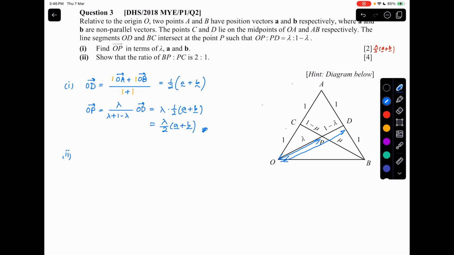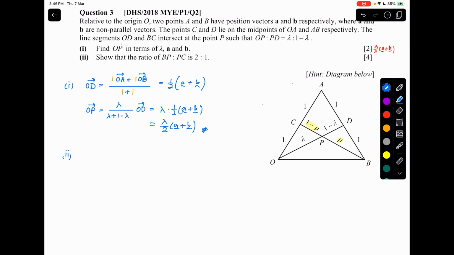Now part 2. Show that the ratio of BP to PC is 2 to 1. Because we found an expression for OP, what we need to solve for this question is to find out what is our mu, and what is our 1 minus mu. So that is the key thing to solve for now.